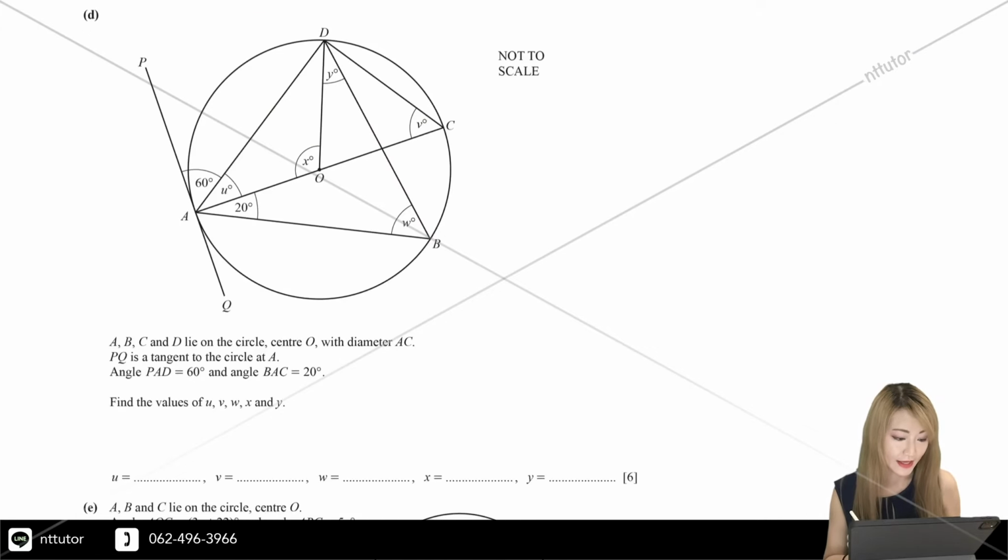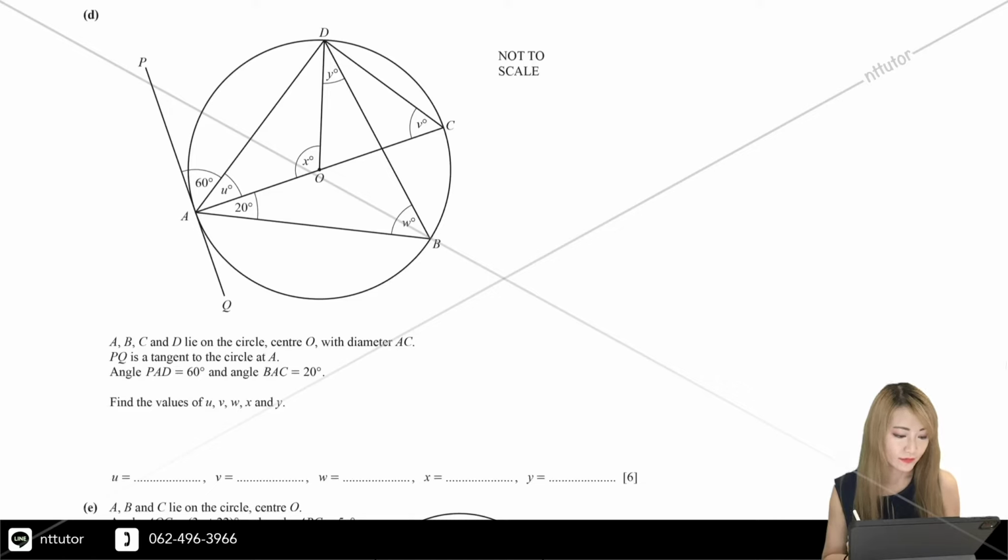D. A, B, C, and D lie on the circle center O with diameter AC. PQ is a tangent to the circle at A. Angle PAD equals 60 degrees. Angle BAC equals 20 degrees. Find the values of U, V, W, X, and Y.